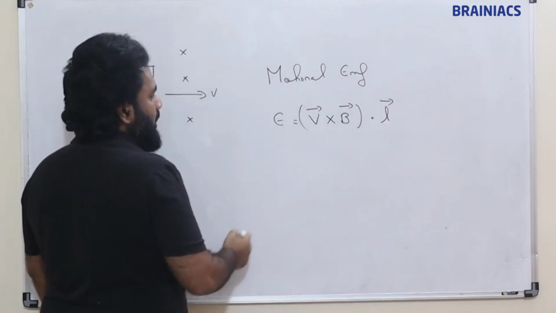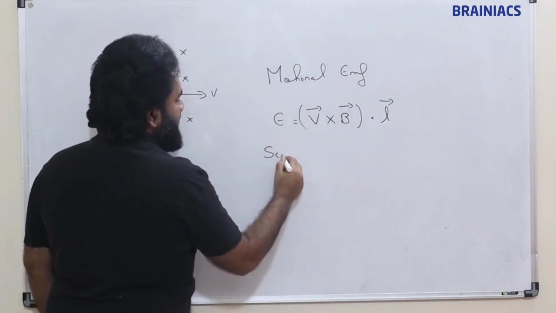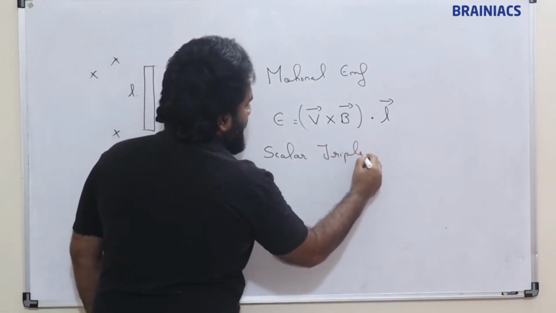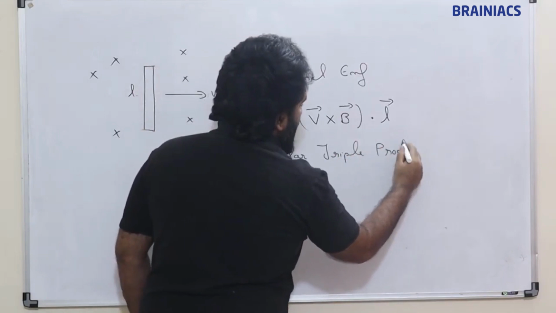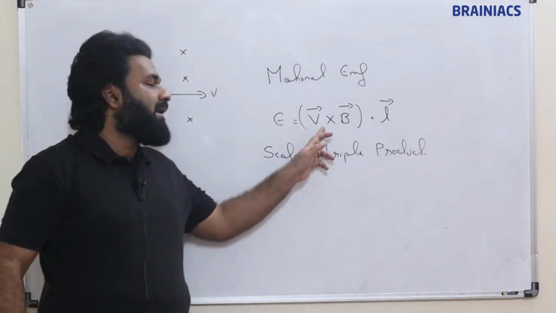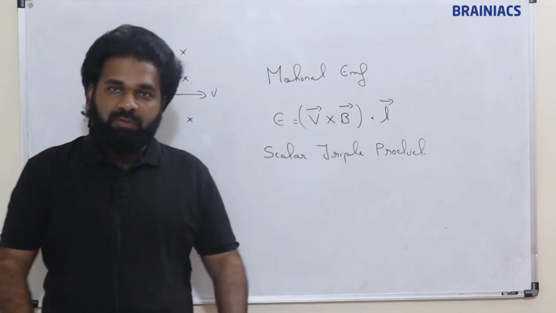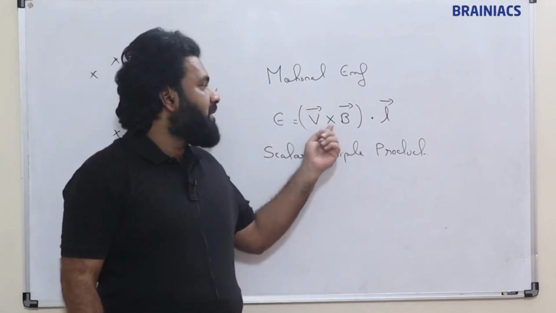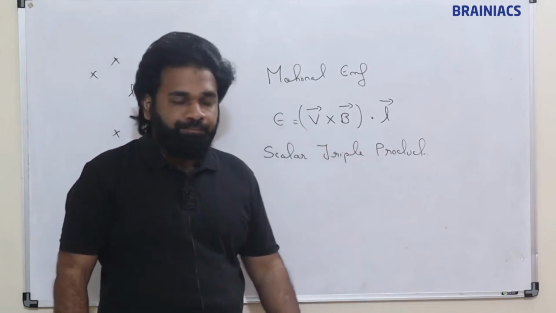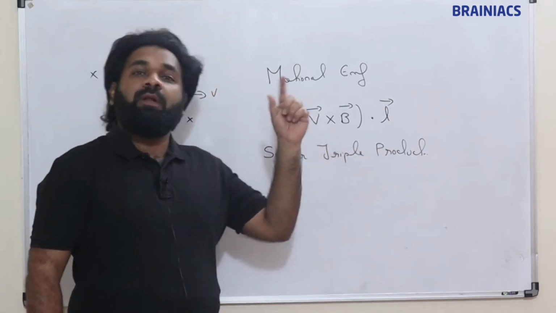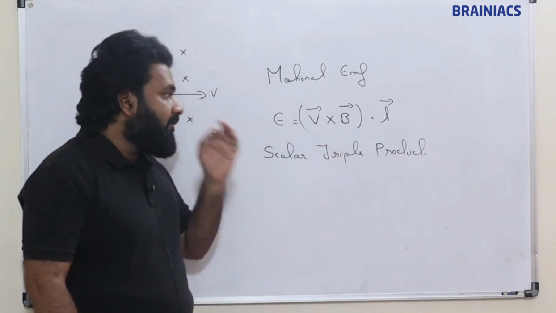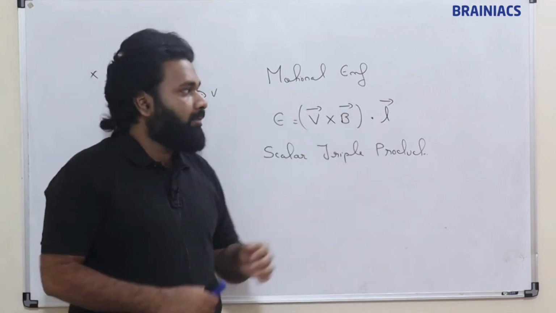Okay, so what is this? Scalar triple product. Whatever be the direction of V cross B, the result of the cross product will be a vector. So V cross B will give us a vector, and it will have a direction. Then that vector dot L vector.